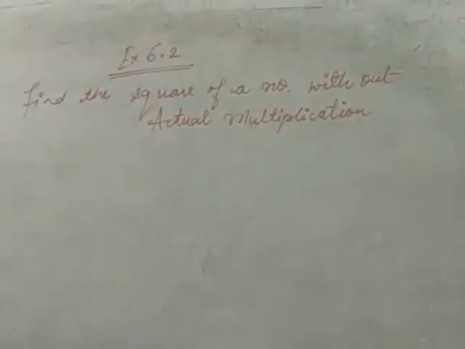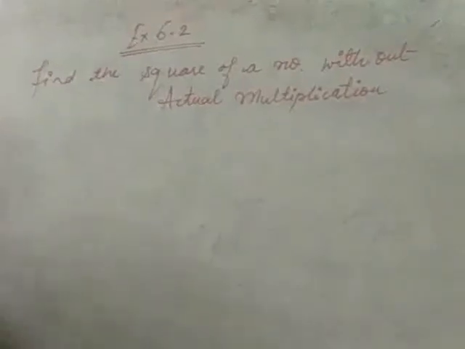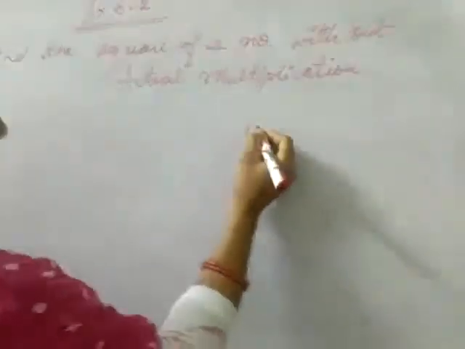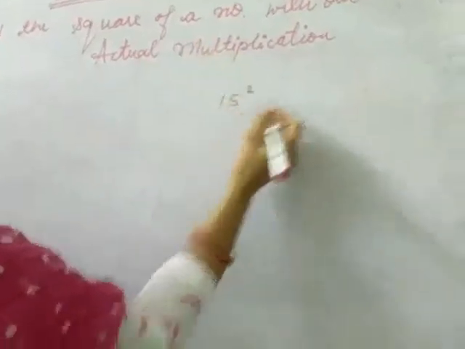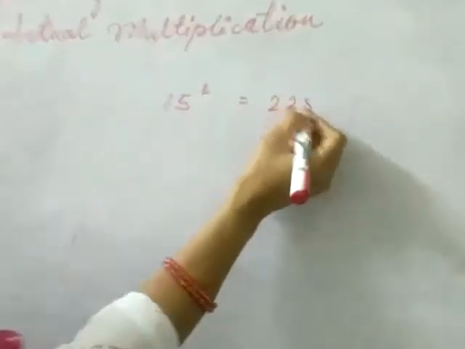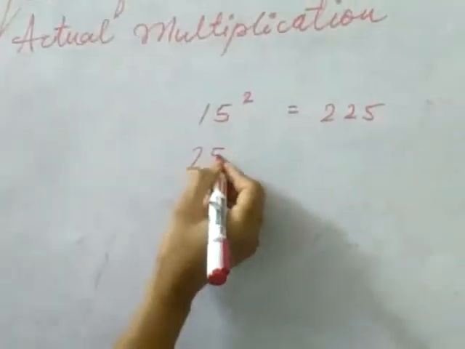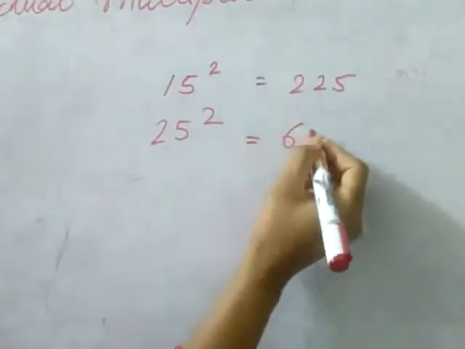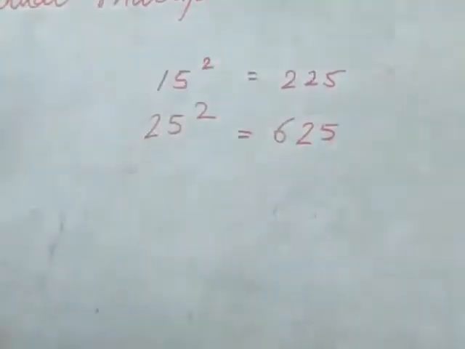And what is that trick? That will help you do the calculation in a fraction of a second. Now see, you have learned the squares. 15 square is 225. 25 square, what is it? You have already learned up to 30, it's 625.